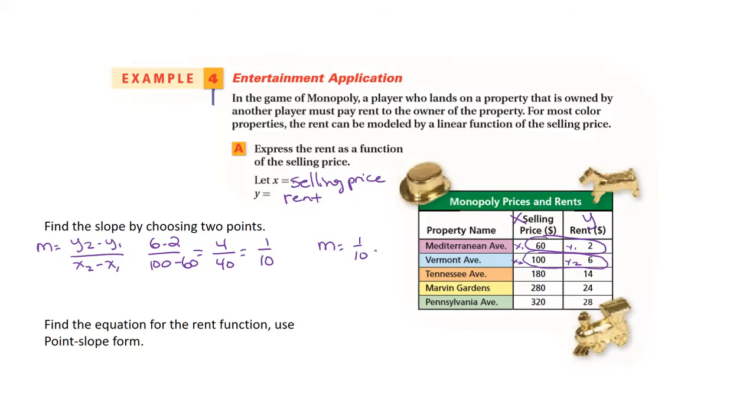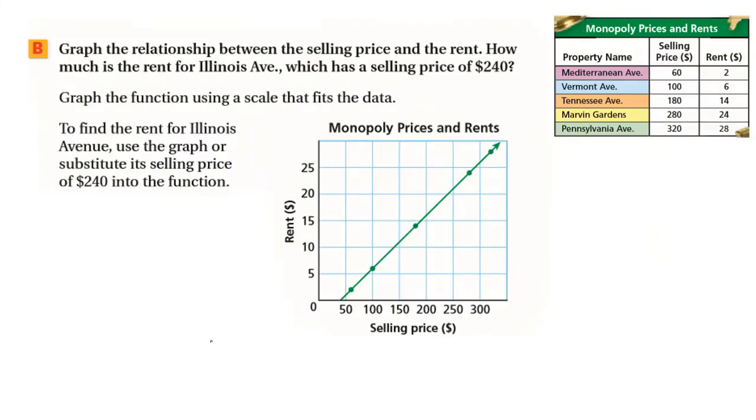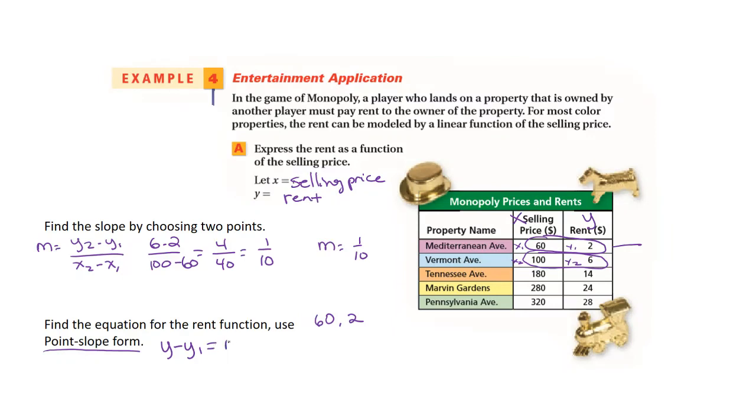Now it says find the equation for the rent function, use the point slope form. And like I said, this is actually a little bit easier because we don't have to do all that substitution and everything to solve for b. So let's just fill this in. Let's choose our point to be 60, 2. Our point slope formula says y minus y1 equals m times x minus x1.